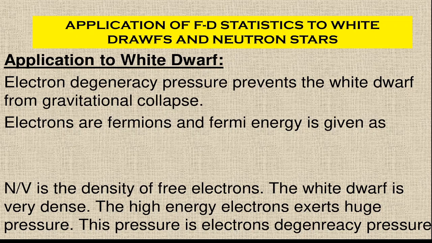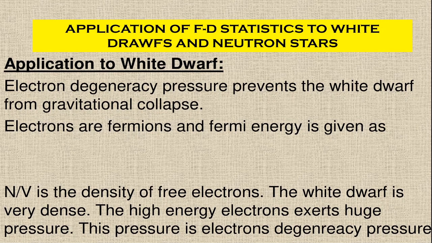Since the density is very large, what happens? We have high energy. The high energy electrons will exert very large pressure. This pressure is known as the degeneracy pressure, and it is responsible for maintaining the white dwarf. We have to remember that this electron degeneracy pressure prevents the total collapse of the dead star, the white dwarf, and it gives some finite radius to it.